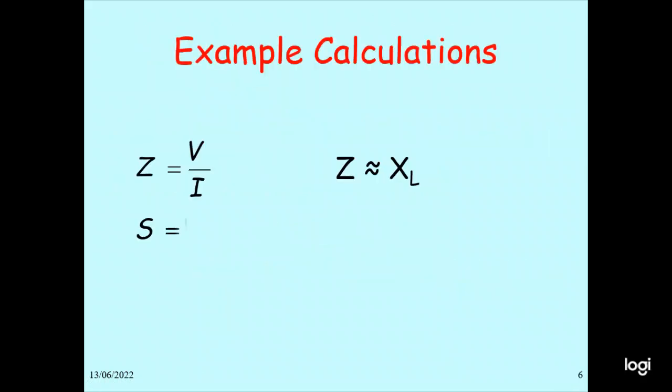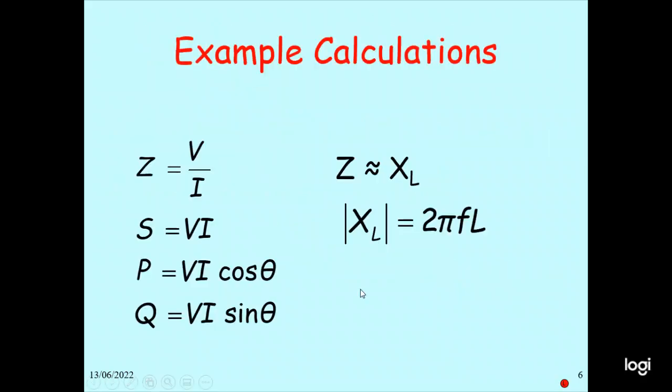Then we have to calculate Z equal to V by I, S equal to VI, P equal to VI cos theta, Q equal to VI sin theta. So Z is approximately equal to X_L, the magnitude of X_L is 2πfL.